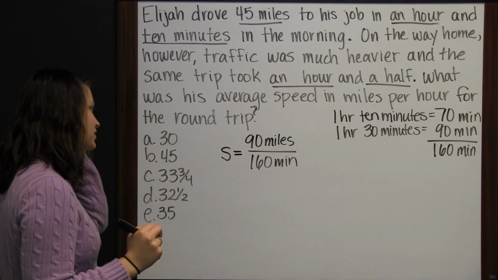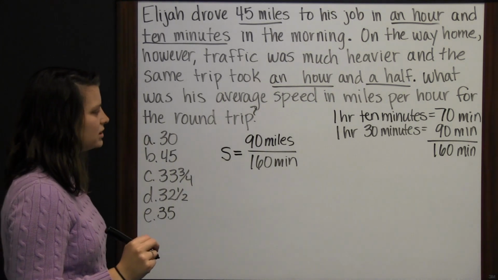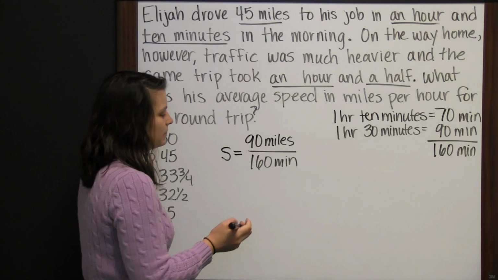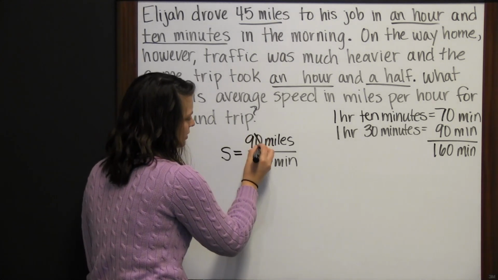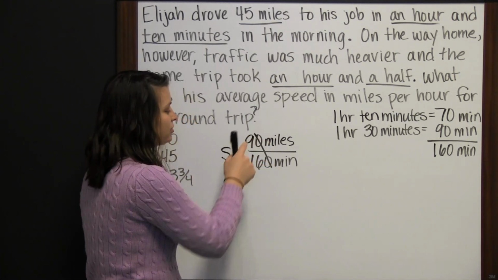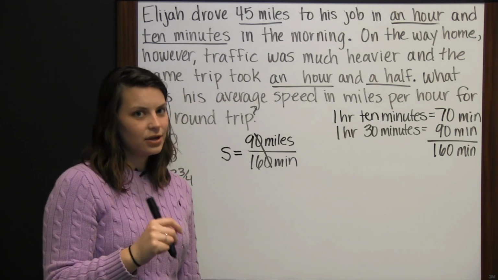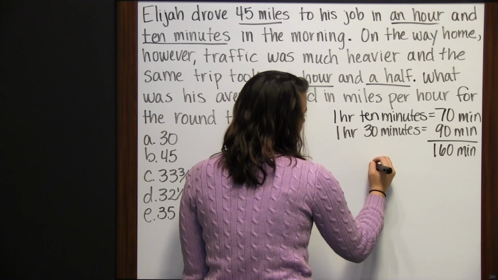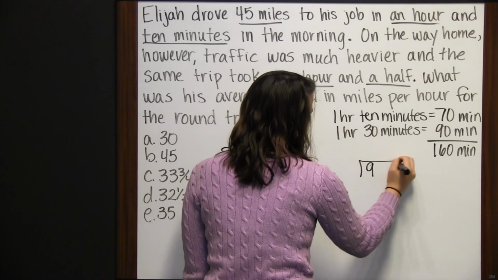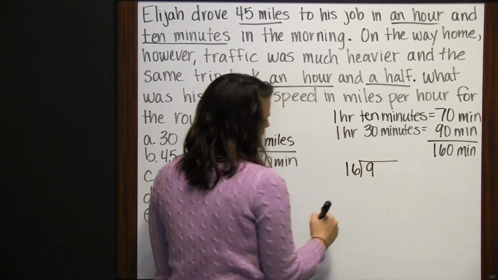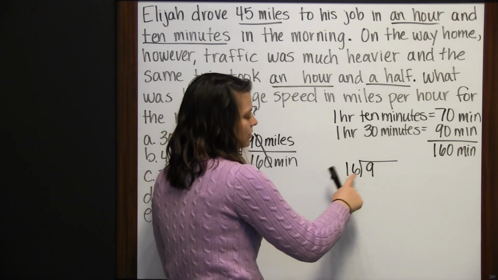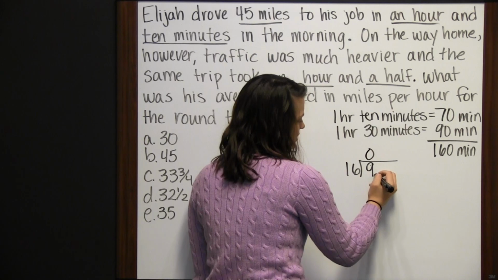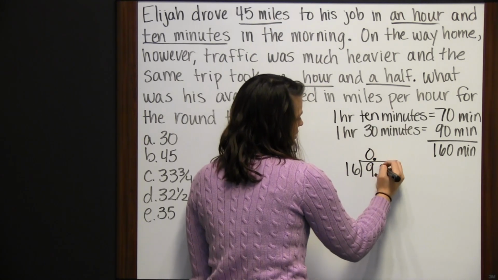So 90 miles divided by 160 minutes. Well, the first thing I could do to simplify this is I could cancel a 0. So now it's just 9 divided by 16, which will be a lot easier to work with. So I have 9 divided by 16. 16 doesn't go into 9 at all. That's 0, which means I'm going to need to add a decimal and a 0.